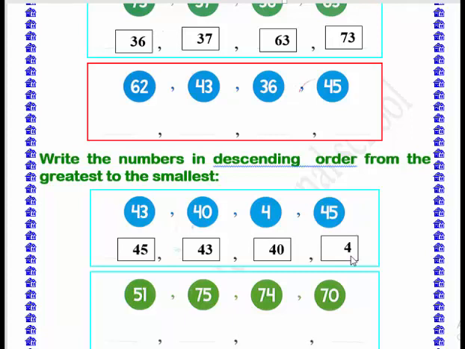And remember primary one, any two-digit number is bigger than or greater than any one-digit number. 42 bigger than 4, 36 bigger than 7. Any two-digit number is greater than one-digit number.